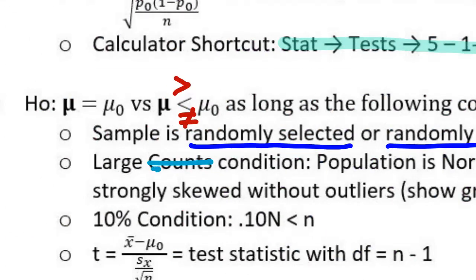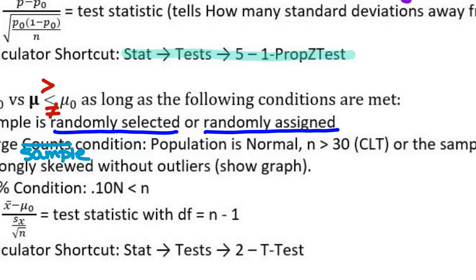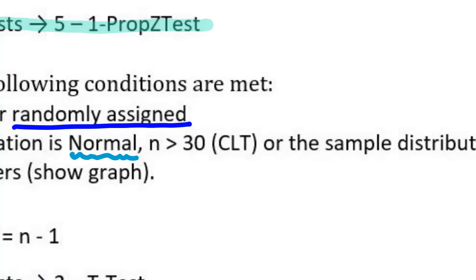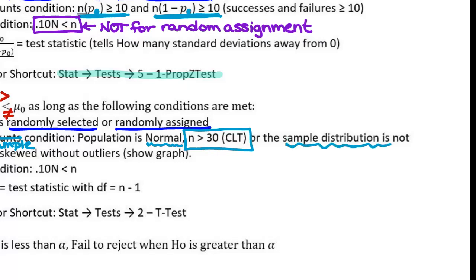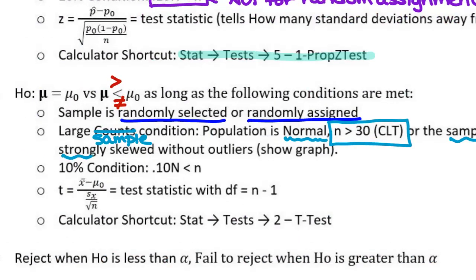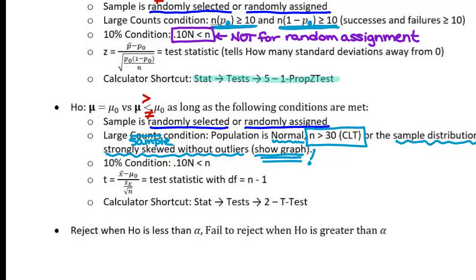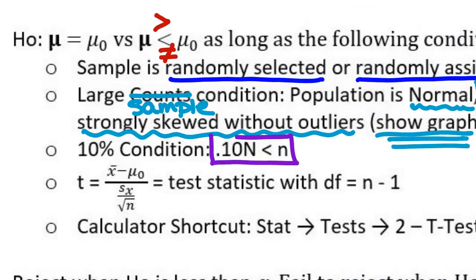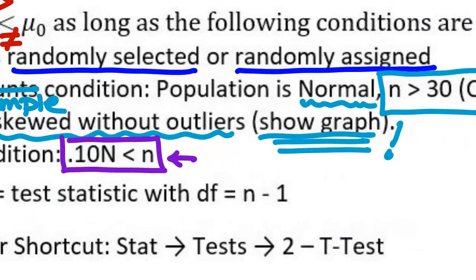We have to meet our large sample condition. So either the population is normal, we can use the central limit theorem, or the sample distribution is not strongly skewed and does not have outliers. You have to show a graph in that case. And then our 10% condition, but not for random assignment.